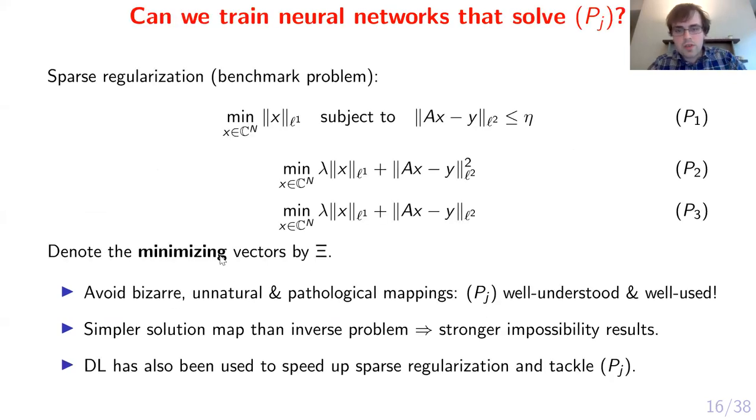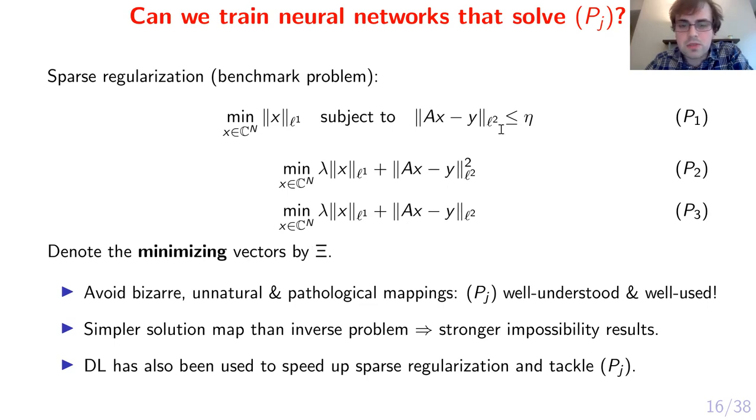Okay, so the first question I want to ask is, can we train neural networks that solve the following three optimization problems? So rather than considering the inverse problem on the previous slide, I'm going to consider these three standard sparse regularization problems. The first of these is just minimization of the L1 norm subject to this measurement constraint. Basis pursuit denoising is a name commonly given to this particular problem. LASSO as well. And then something called square root LASSO, which is where I kill the square on the data fitting term. This one in particular will be important for when I construct neural networks later on. For each of these three problems, I'm going to denote the minimizing vectors by xi.